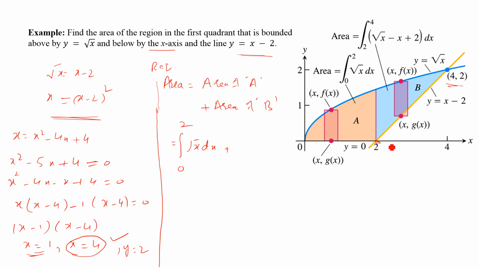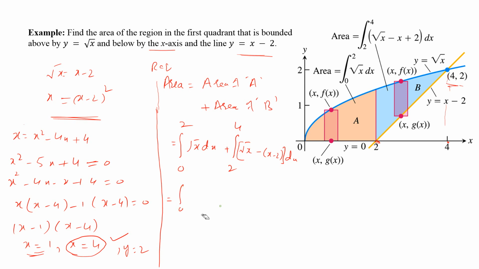Now the limit of x for this region, or the interval here, is 2 to 4. So we have the integral from 2 to 4. The upper curve here is square root of x, so first we write square root of x. The lower curve is x minus 2. So square root of x minus (x minus 2) dx, right? This is the problem we have to solve, and you know how to solve it, right?